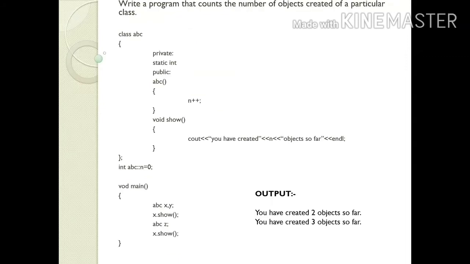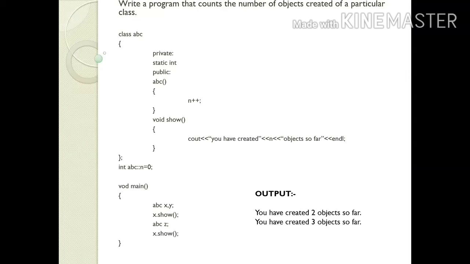Now the next example is: write a program that counts the number of objects created of a particular class. This program declares a static data member n to count the number of objects that have been created. Int ABC scope resolution n is equal to 0 defines the variable. This statement defines the variable and initializes 0 as its value.